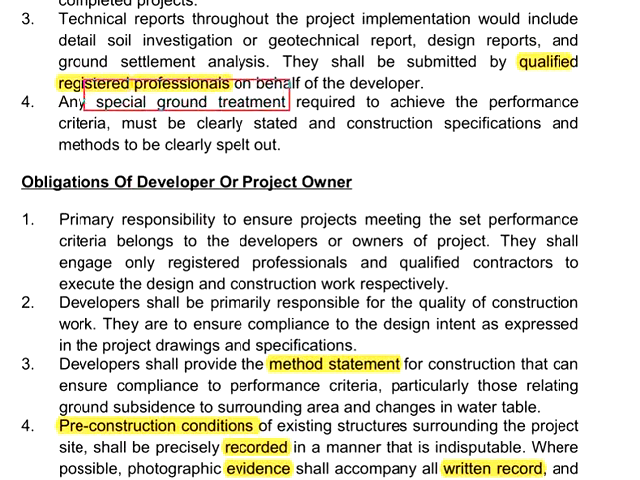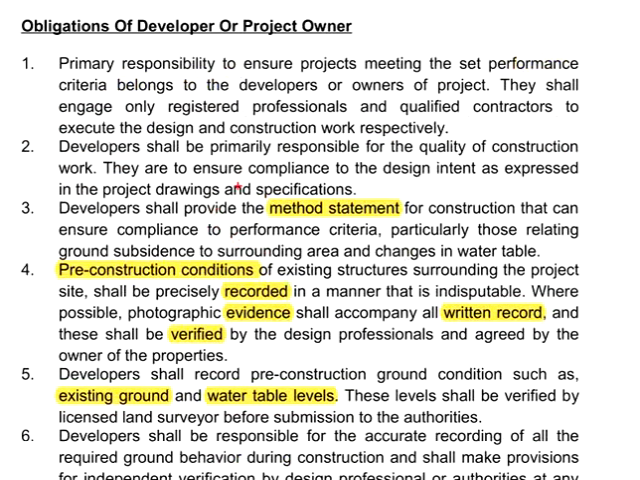Any special ground treatments required to achieve the performance criteria must be clearly stated, and the construction specifications and methods are to be clearly spelled out. The developer should provide a method statement for the construction. The method statement provides the details of how the construction is to be carried out.